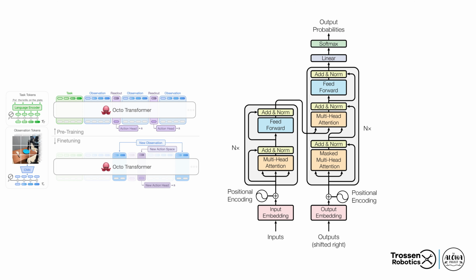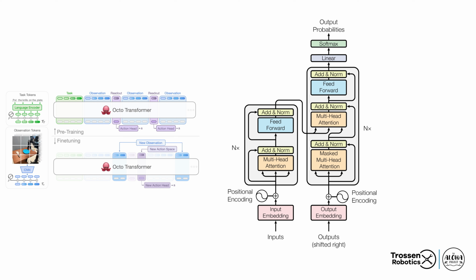Once tokenized, this input data is fed into the transformer backbone. The backbone processes these tokens, generating embeddings that represent the input data. The attention mechanism within the transformer is particularly powerful here, as it allows Octo to focus on the most relevant parts of the input while considering the sequence of observations and tasks.